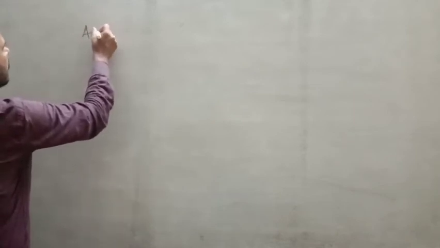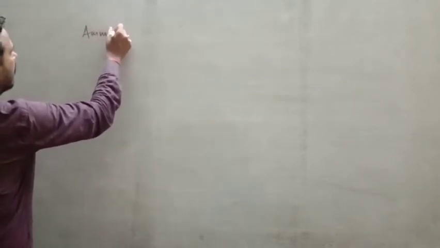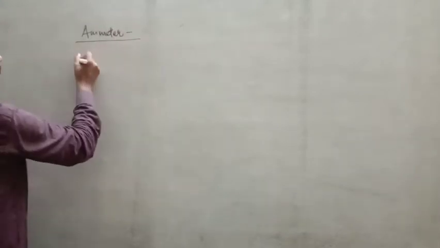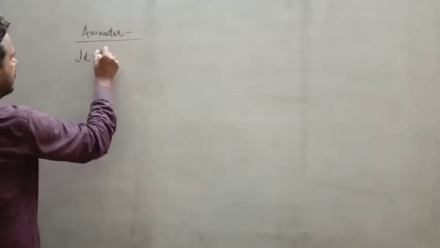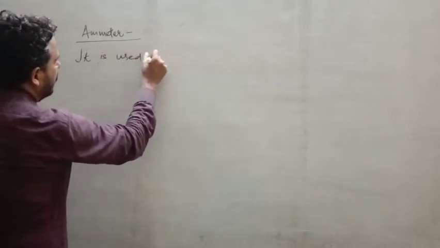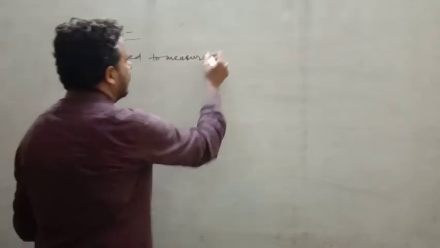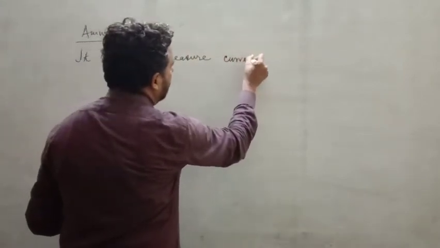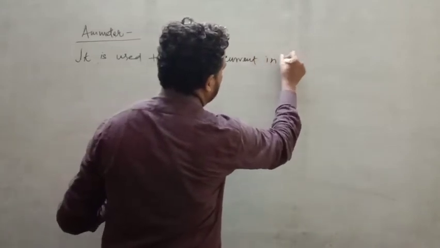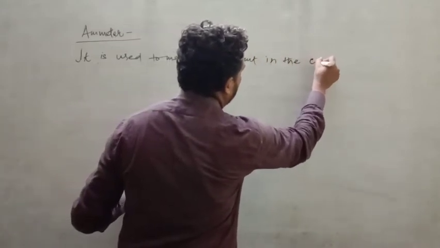So basically, an ammeter is used to find or to measure the current. That means your ammeter is a device. Simply, you can say that it is used to measure current in the circuit.